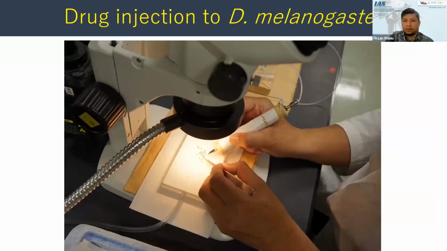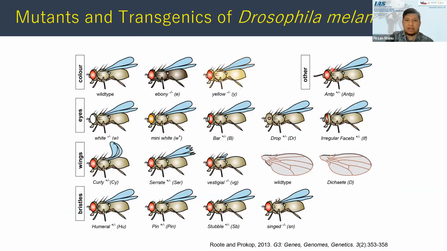And we also can inject drugs into Drosophila using a nano injector. The usual volume is around 50 nanoliters. So we can dissolve drugs in a particular solvent, and we inject them into the flies to test the drugs. And then this is an example of mutants and transgenics of Drosophila melanogaster that has been prepared by Andres Prokop from the University of Manchester. We can easily learn about every type of fly using this kind of picture, and you can download it for free.